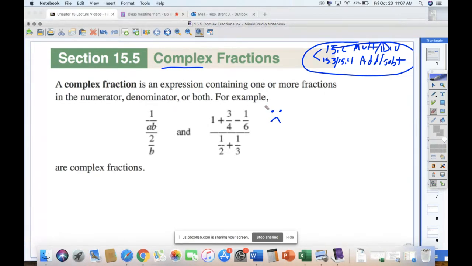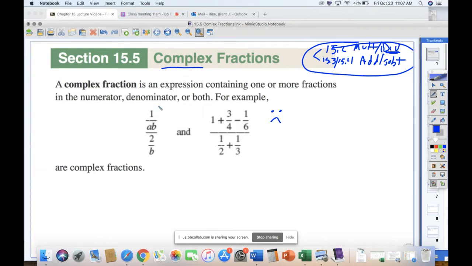So, a complex fraction is an expression containing one or more fractions in the numerator, denominator, or both. For example, we have 1 over AB divided by 2 over B, and we have 1 plus 3 fourths minus 1 sixth divided by 1 half plus 1 third. In the 15.2 lecture on division, we saw this. We've already seen this before.